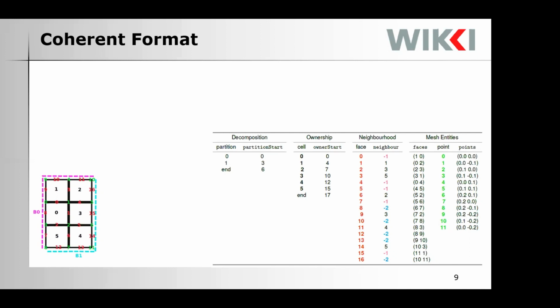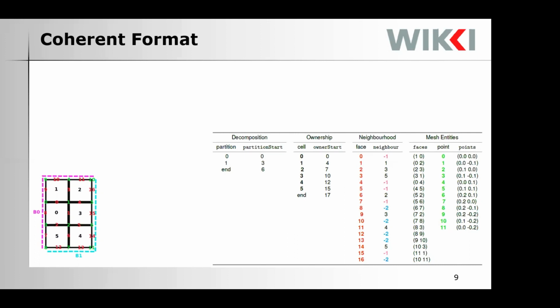Let's have a look at the coherent format. How does it look? So now we have this is our faces list, right? Yeah, let's put it like this. And this is our neighbor. It looks different, but it's the same as the example before. It's just written in a different form.